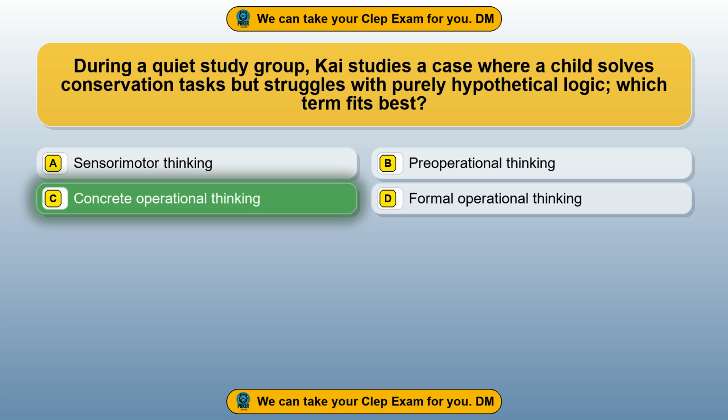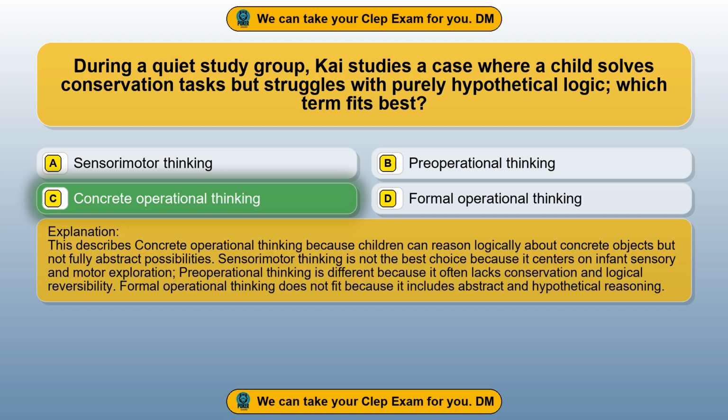Concrete operational thinking. This describes concrete operational thinking because children can reason logically about concrete objects but not fully abstract possibilities. Sensorimotor thinking is not the best choice because it centers on infant sensory and motor exploration. Pre-operational thinking is different because it often lacks conservation and logical reversibility. Formal operational thinking does not fit because it includes abstract and hypothetical reasoning.